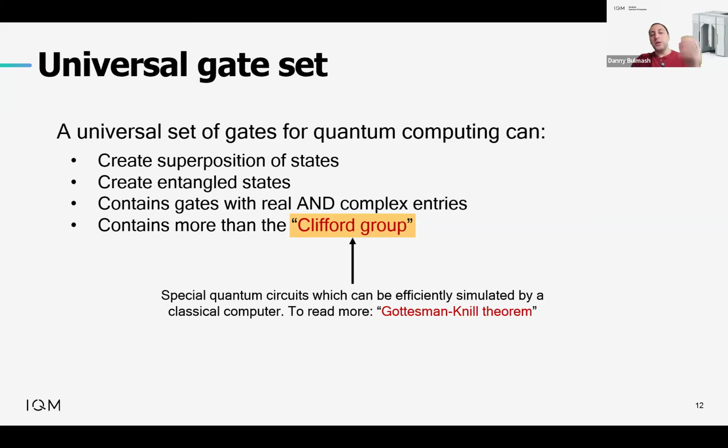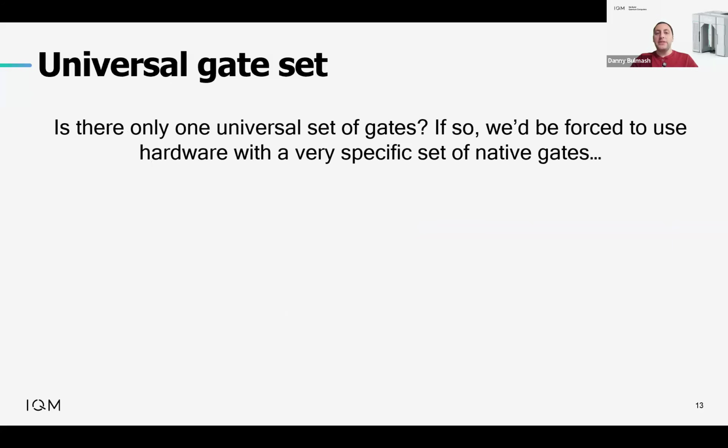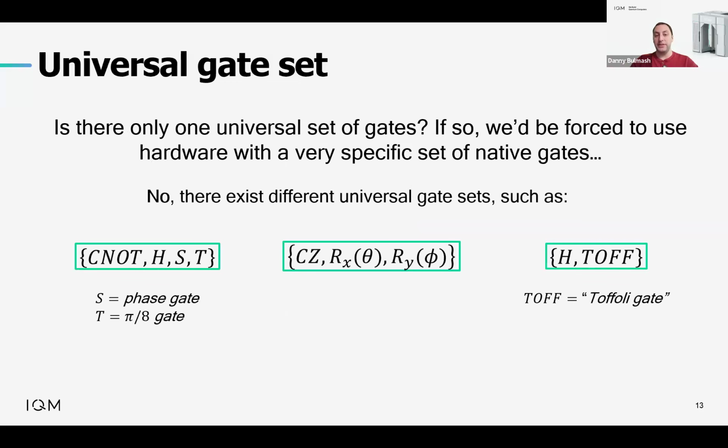Okay, so we know now that we need our native gate set to be universal. Is there only one possible universal set of gates? If that's the case, then we'd be forced to use hardware with a very specific set of native gates, and we'd be stuck saying the only allowed native set of gates is whatever this universal set is. It turns out that there are many different universal gate sets. Here's some examples. So one example is the C naught gate as the 2-qubit gate, the Hadamard, S and T gates.